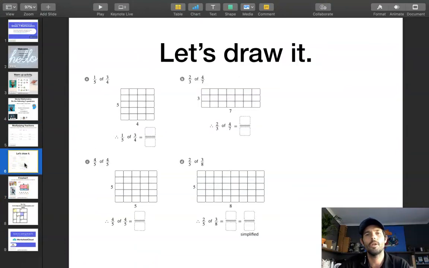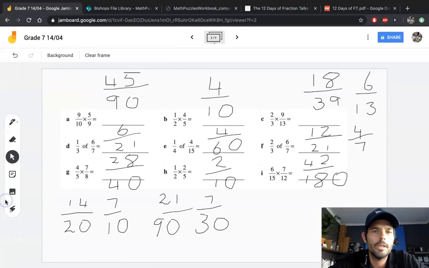Let's move on to let's draw it. I've always believed that it's a very good idea to represent mathematics visually. For some learners, this makes it a lot easier to understand. So I'm going to show you this method, which some of you may not have seen before.